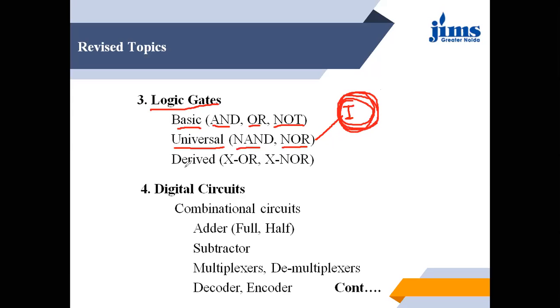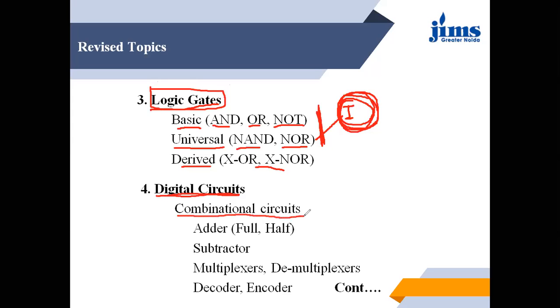Then we discuss the derived gates, those that can be made using the basic and universal gates, or using basic gates. In logic gates, we discuss this. Then after logic gates, we discuss digital circuits, that there are two types of digital circuits. The first one is combinational, the second one is sequential.